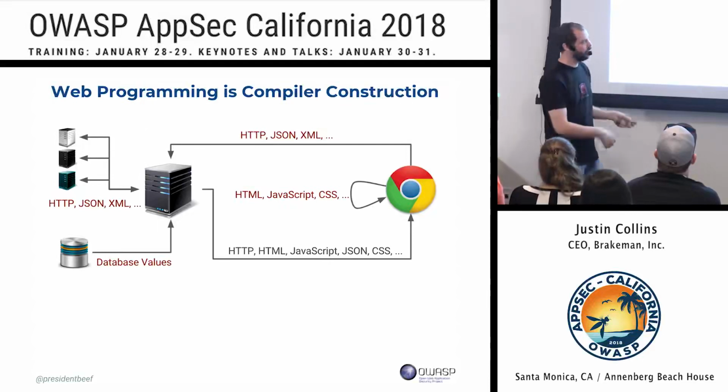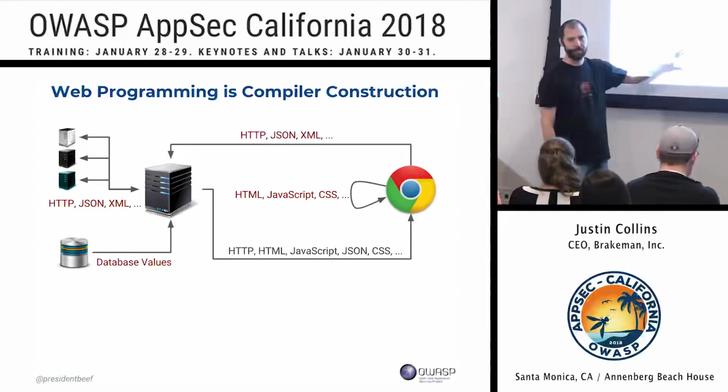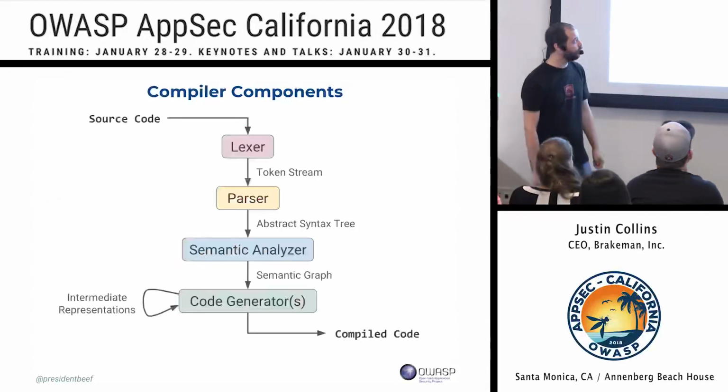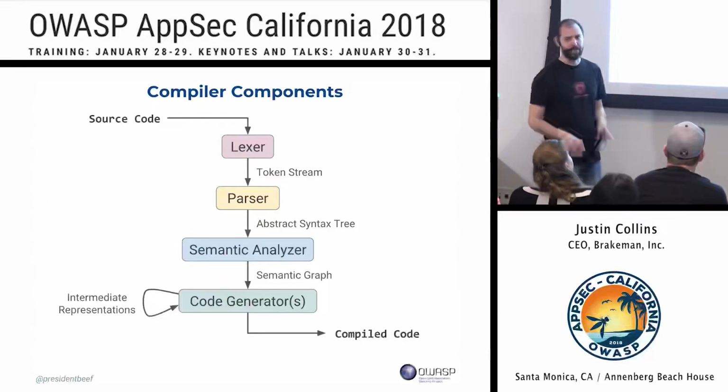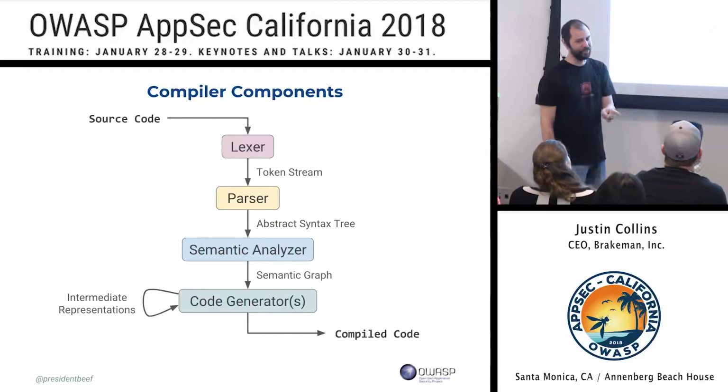And I'd like you to just take that in for a moment, because this is the root of injection vulnerabilities: this is what you have to do when you're building a web application. And that's a lot to deal with. So if we look at how you would normally build a compiler, you would start off with some source code, which, by the way, is probably trusted source code.